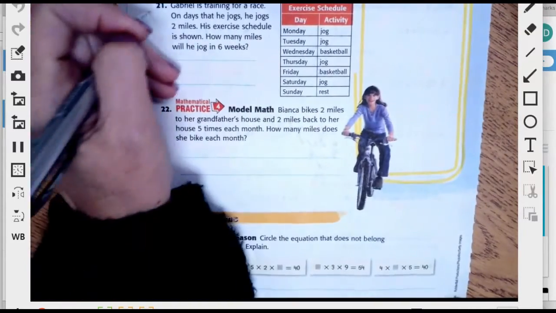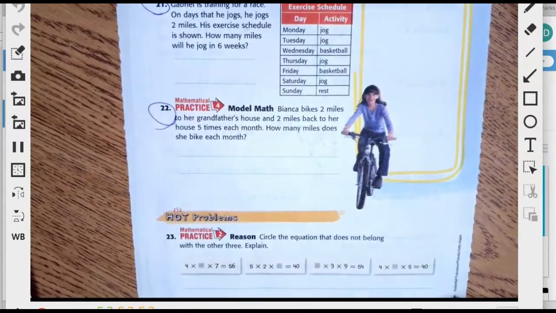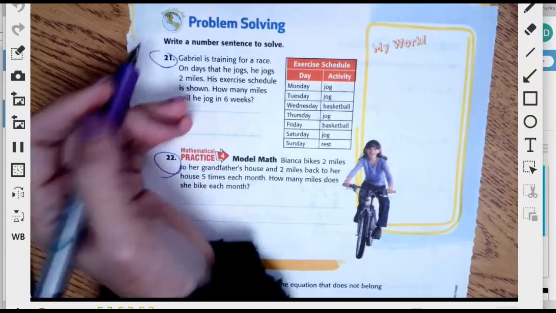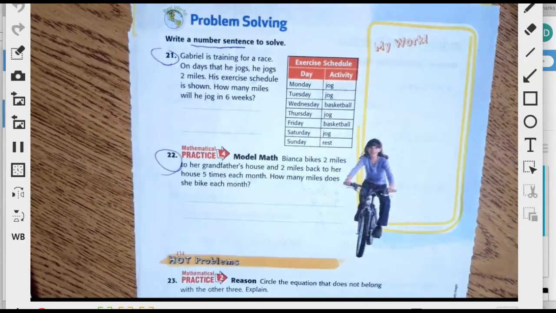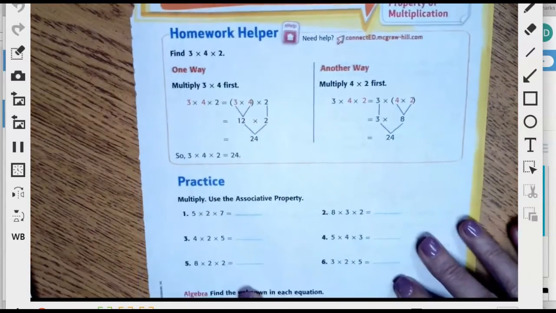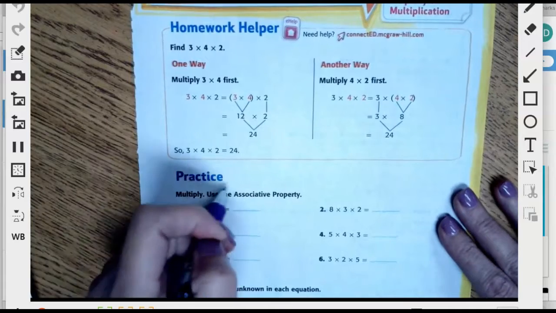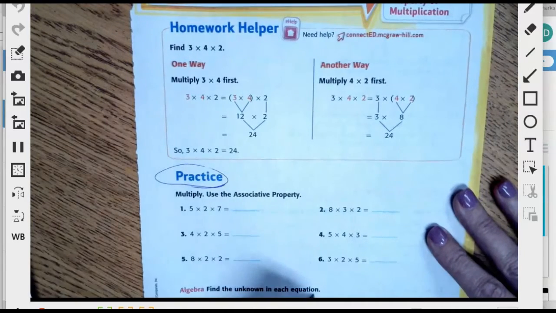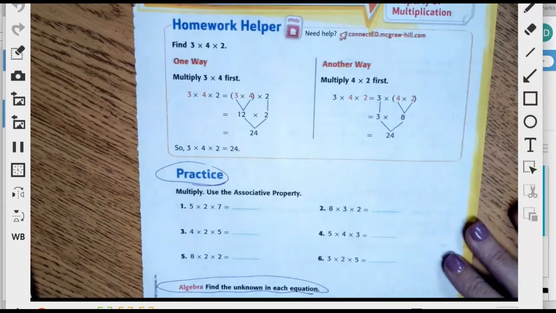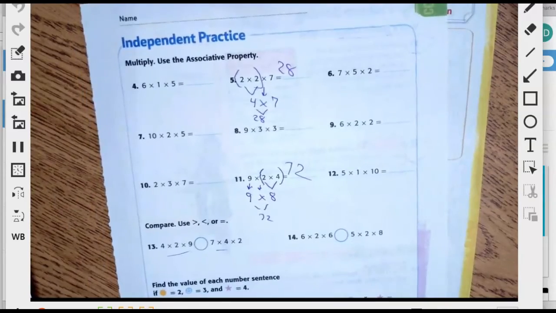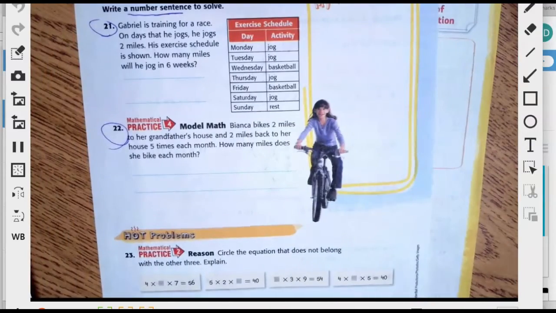On 21 and 22, you need to read the problems. Please make sure if it says write a number sentence that you are writing the number sentence, not just give me the answer. And you have work over here that you can do. Under the homework section, you're going to do the practice and you're going to do this. Okay, so you're going to do 171. I'm going to have this in Google Classroom, okay, and you're going to have to open this document with Cami. All right, always go back and make sure you reread the directions.